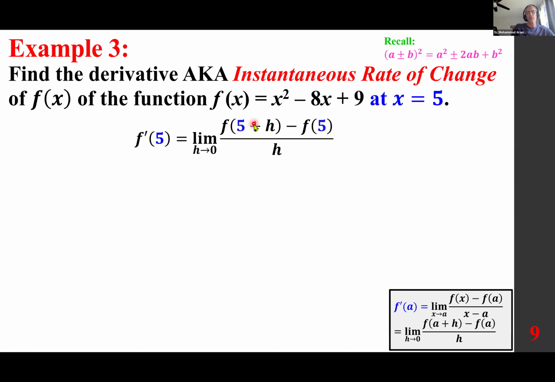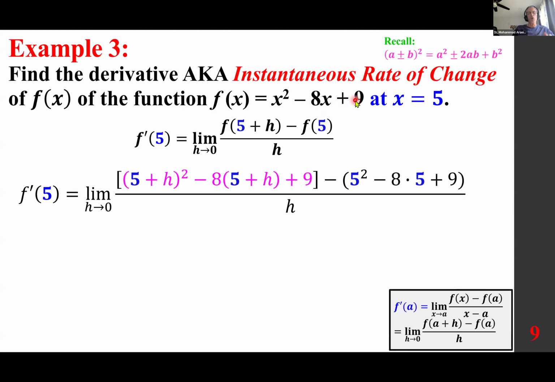And so what is f of 5 plus h? We go to this formula: 5 plus h squared minus 8 times 5 plus h plus 9. And what is f of 5? 5 squared minus 8 times 5 plus 9. So I hope you see that. In essence, all you have to do is simplify the numerator.